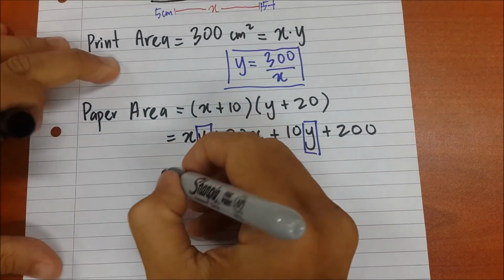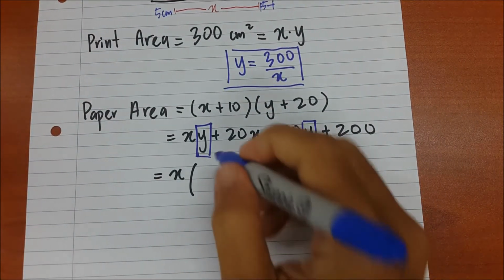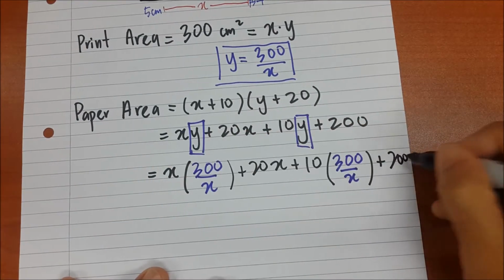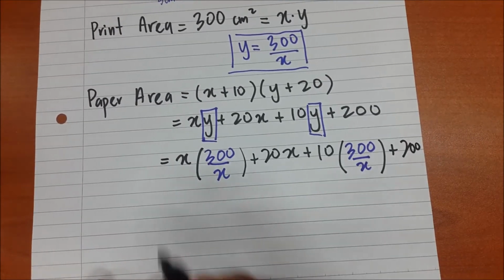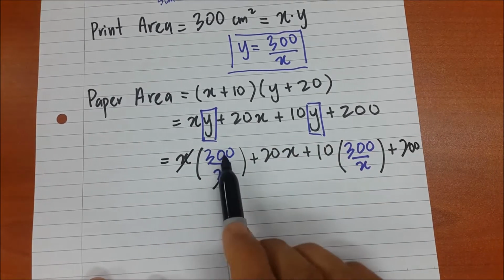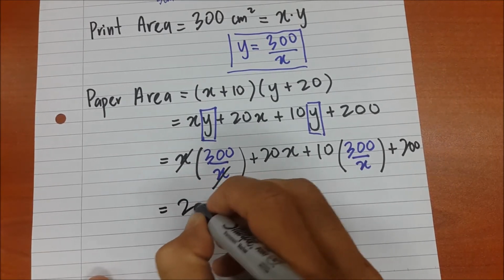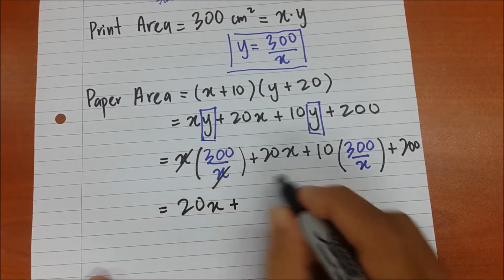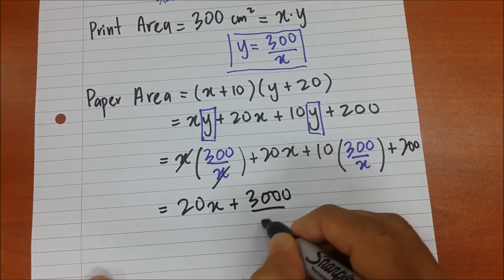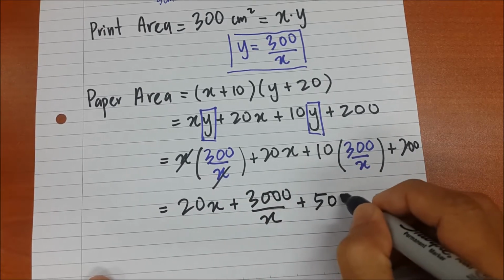So let's do that. So X times 300 over X is 300. Right, so X here and X here can cancel, so you get 300, and here we have 20X. 20X plus 10 times 300, we get 3000, plus 300 plus 200, 500.